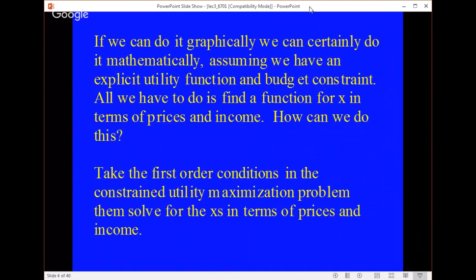Okay. So here it is. If I can do it graphically, I can do it mathematically. And that's what we're going to do. And the first thing we need to do is solve our constrained maximization problem. We'll take our first order conditions.